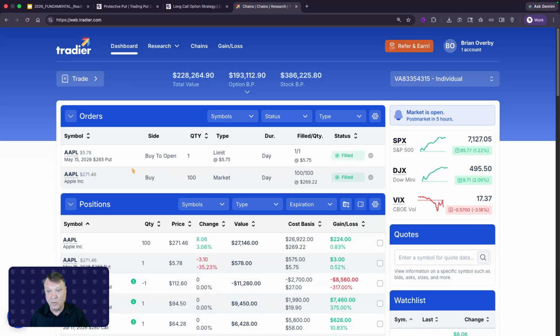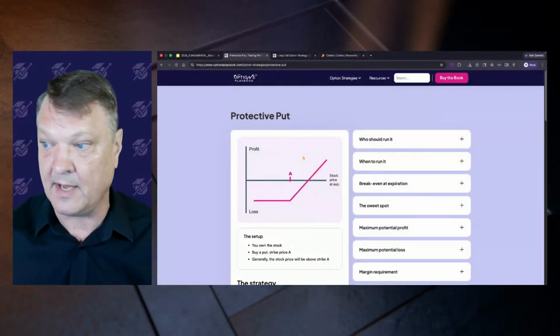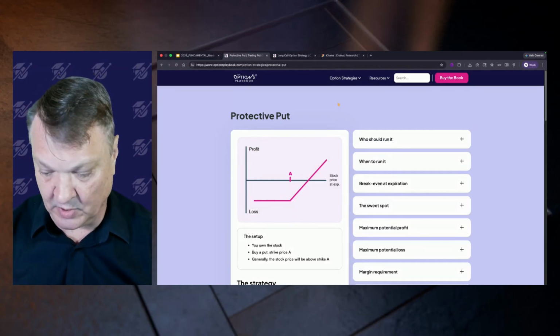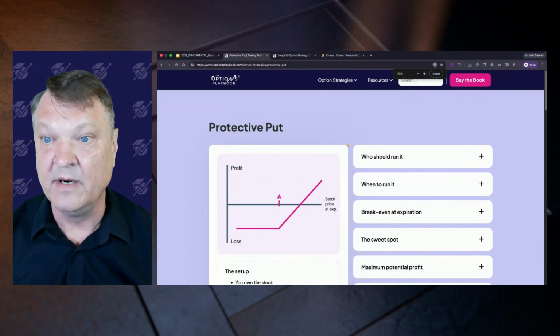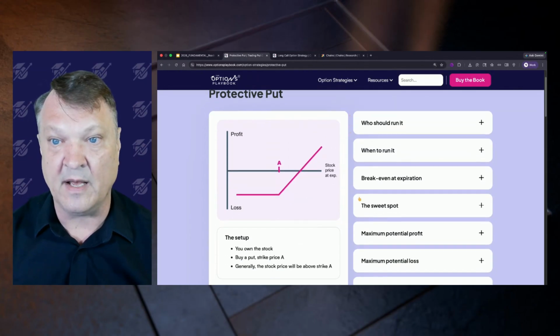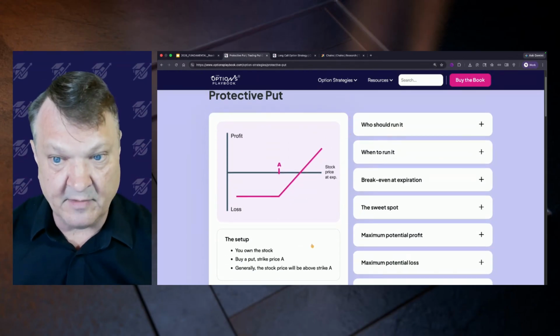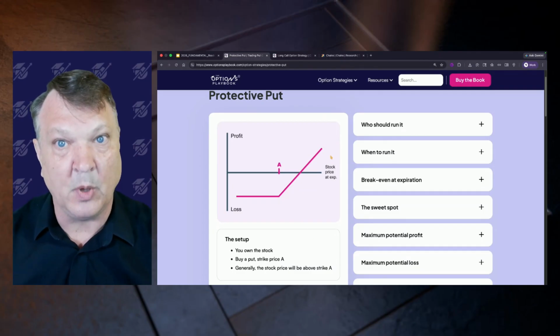So I'm going to run over to the options playbook right now. Let's pop up and we're just going to look at a protective put and I'll talk a little bit more about it. Okay, so we have the options playbook site back up. And here, this is my website, optionsplaybook.com. I'll zoom in a little bit here. And I just want to talk about a generic version of this. If you see this, with a protective put, you notice that this is bullish.